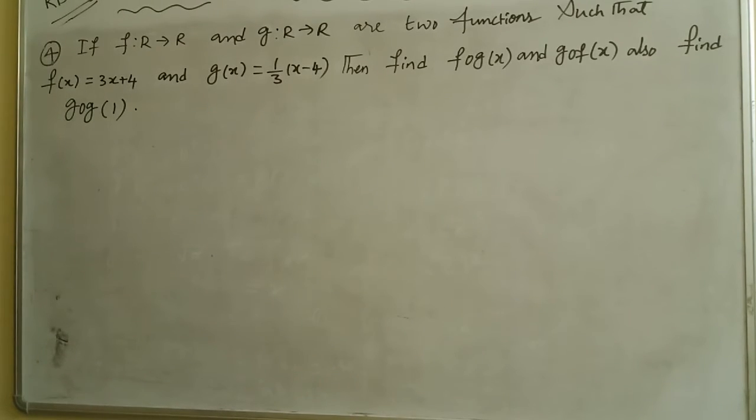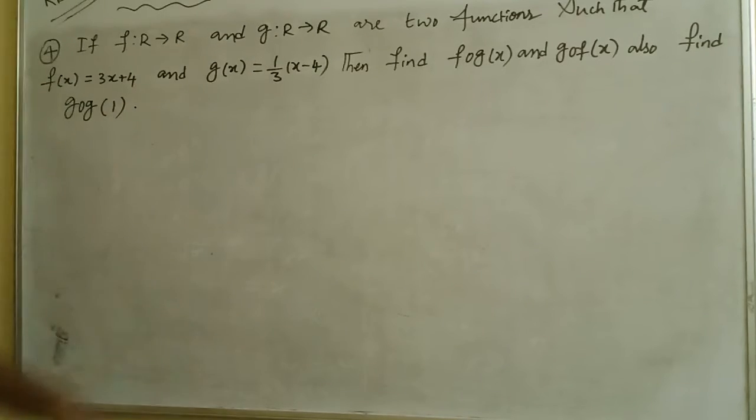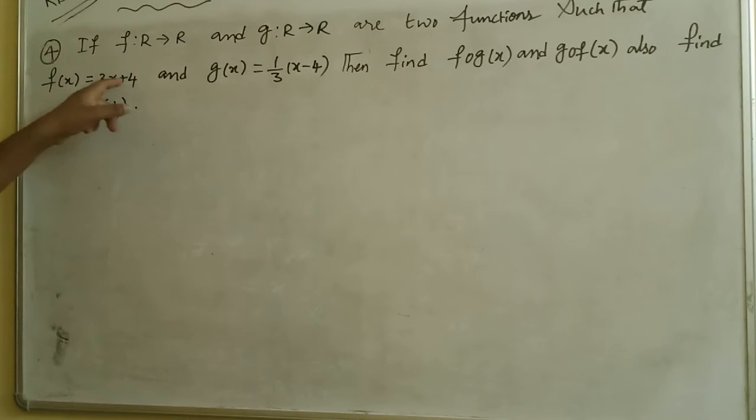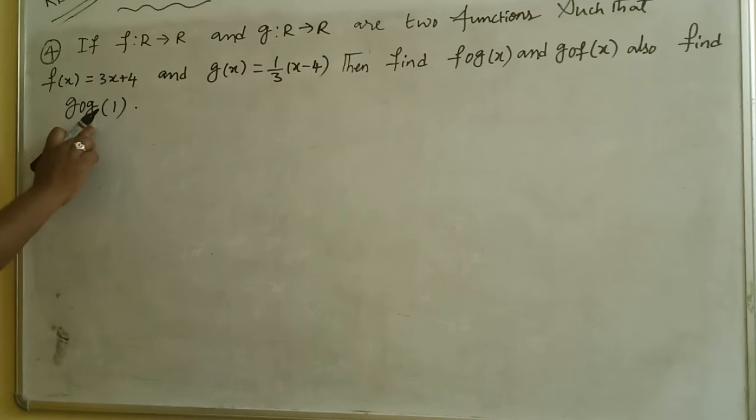Let's discuss the next question. If f maps R to R and g maps R to R are two functions such that f of x is 3x plus 4 and g of x is equal to 1 upon 3x minus 4, then find f circle g of x and g circle f of x. Also find g circle g of x. It's very simple, so we'll go for the solution.